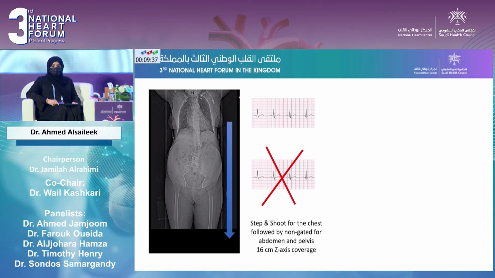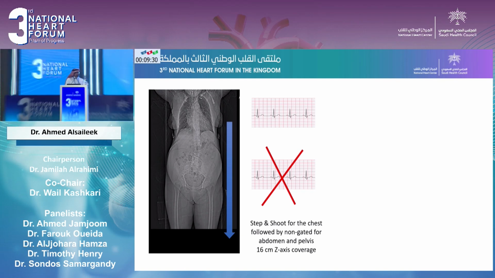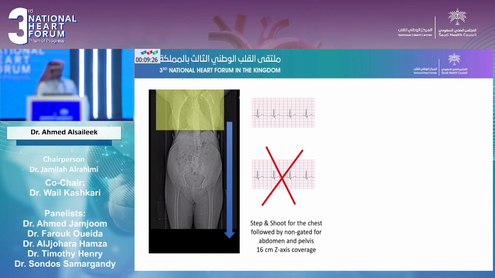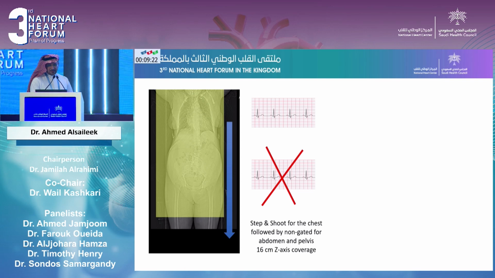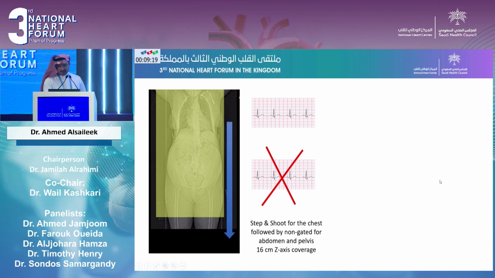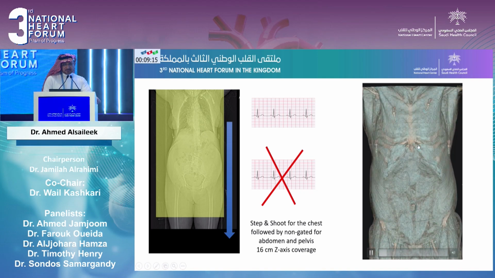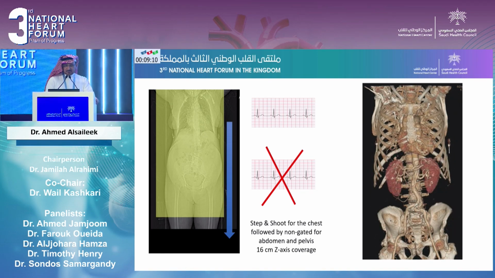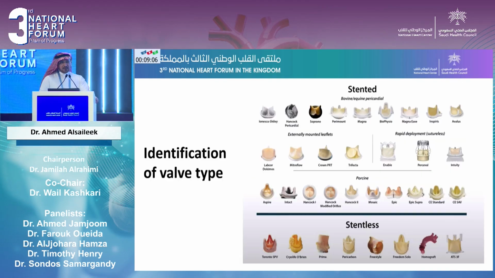In terms of acquisition, the acquisition is the same, so we have to acquire a large area of data from around the neck to the thigh. The way we do it is usually gated at the chest and then gated at the rest of the abdomen and pelvis. Then we can get a huge amount of data, including the aortic root assessment, aortic arch, descending thoracic aorta, and the access. And you can see it there in 3D.